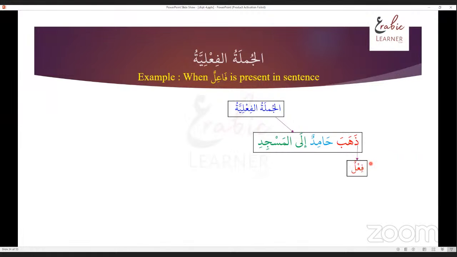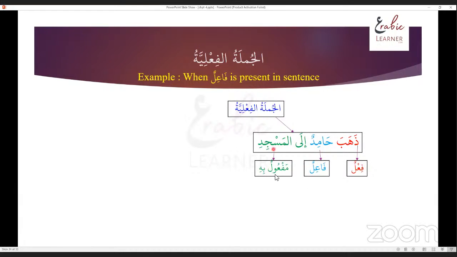This is fi'l. Zahaba Hamidun. What is fa'il? Who went? Who is the doer of Zahaba? Hamidun. So fa'il is Hamidun. And I mentioned that fa'il always comes after fi'l. It will not come before fi'l. If this Hamid was before Zahaba, that is not fa'il. It will always come after the fi'l. So this is fa'il.